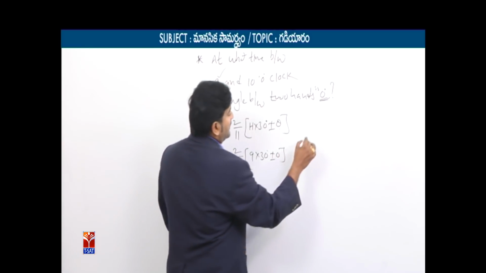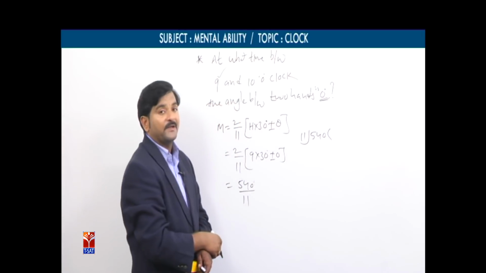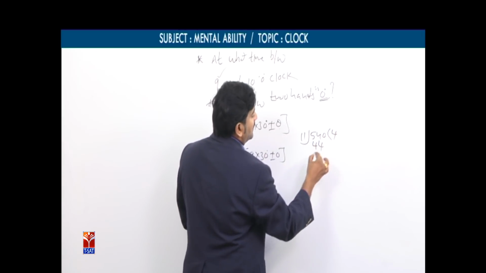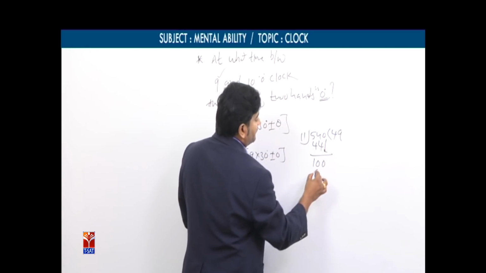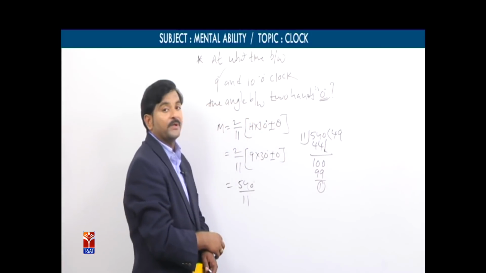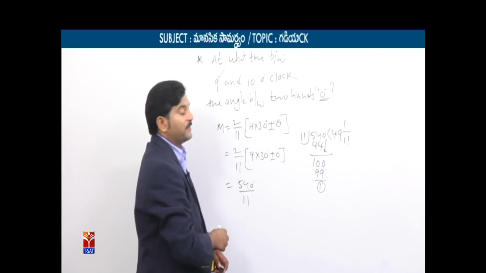Now we can divide 540 by 11. So dividing 540 by 11, what can you say here? 11 4s are 44, 10 left. So here 11 9s are 99, 1 is the remainder. How can we express it in mixed form? Mixed fraction, that is equal to 49 1 by 11 minutes.